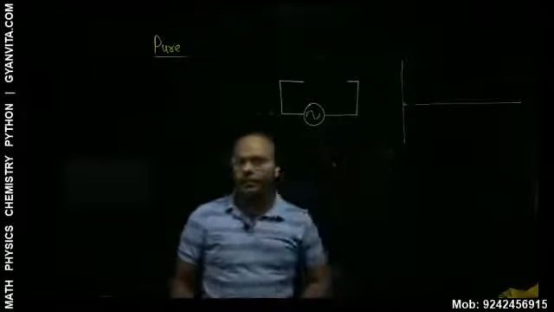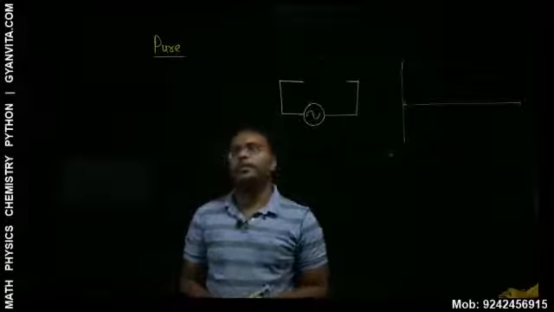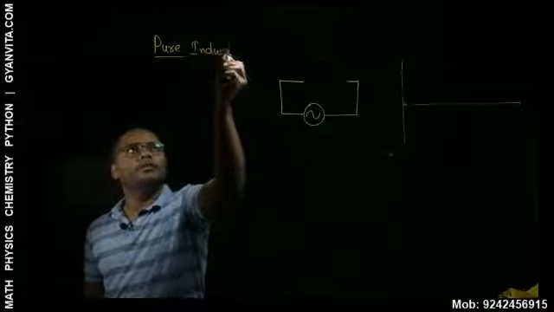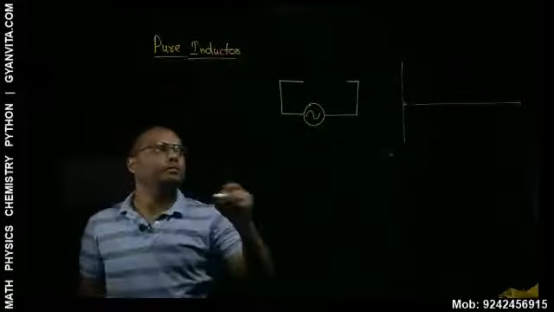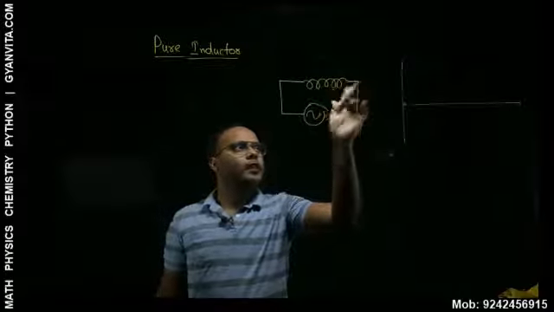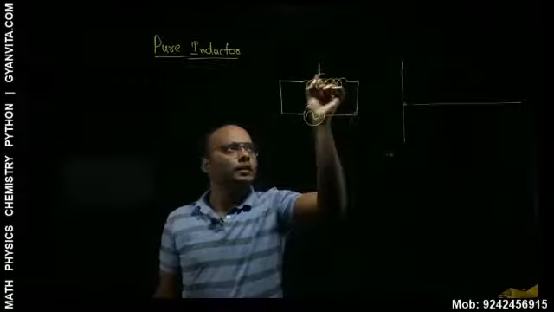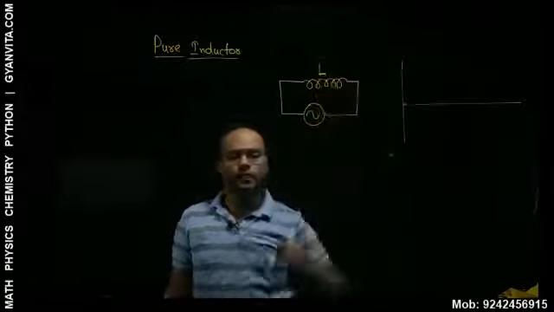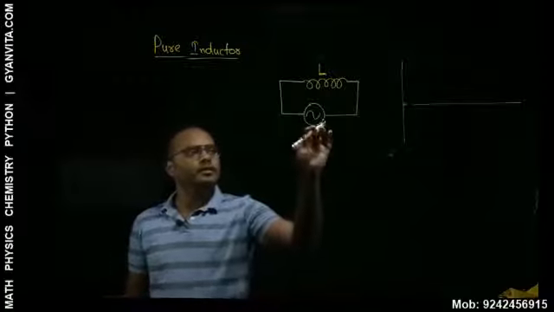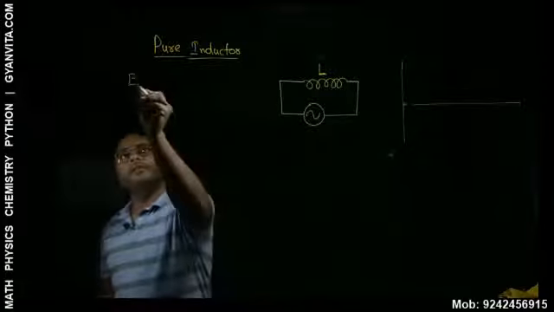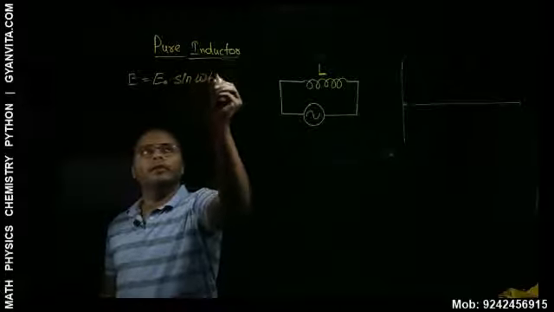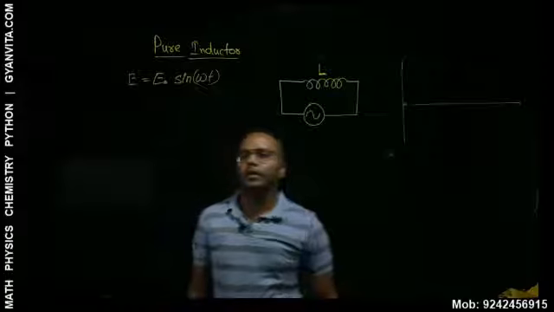Now let's see what happens in the case of an AC circuit with a pure inductor, that is no resistance, no capacitance. So here what do I have? Here I connect an inductor whose inductance is given by L, right? And again, there is this AC supply where EMF E is equal to E naught sine omega t. It is the same as it was earlier.